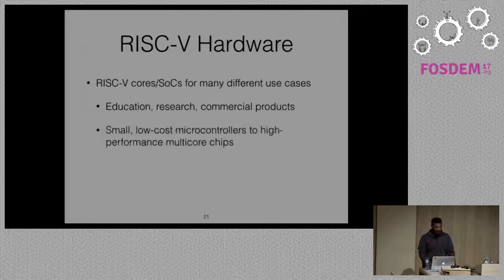RISC-V is still fairly new, and you see a lot of cores popping up and a lot more people developing RISC-V now than you did even a year ago. These cores are written in a variety of hardware description languages, or HDLs. The ones you've probably heard of are VHDL and Verilog, and there are many RISC-V cores written in VHDL and Verilog.